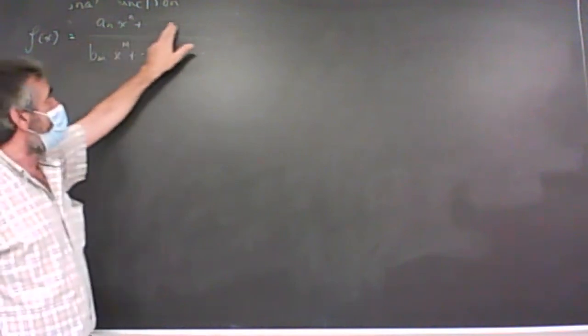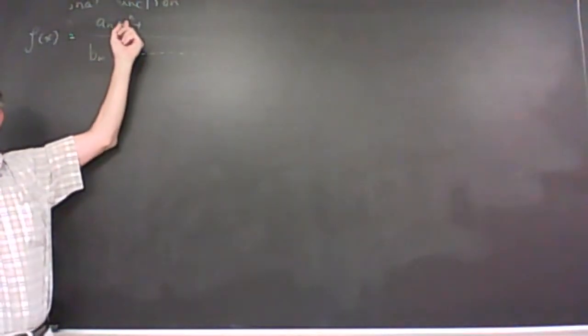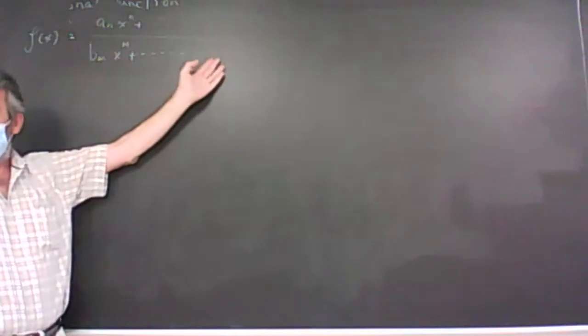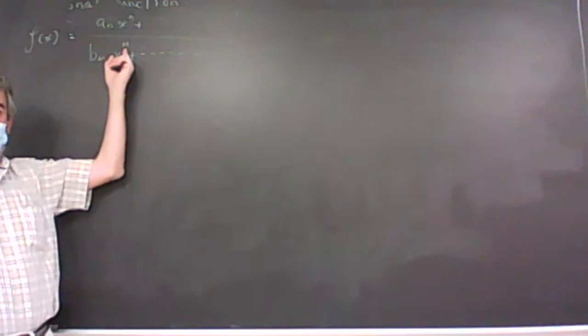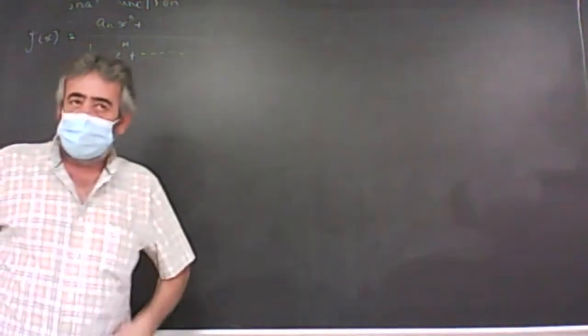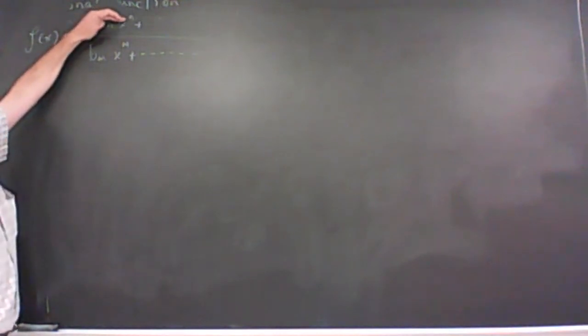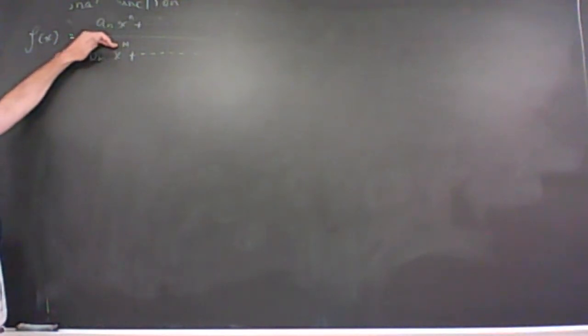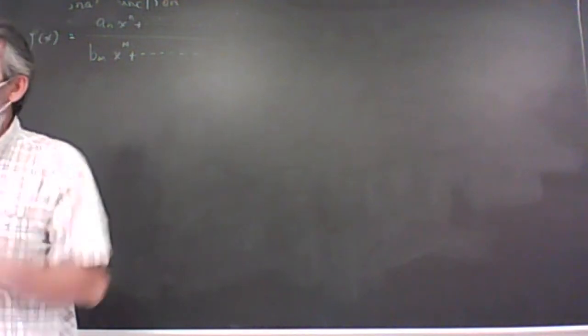So there must be some other terms here, but all the exponents are less than that one. Okay. So this is the scenario. Here we have an exponent of n, and here we have an exponent of m. So the relation between n and m has three possible scenarios.